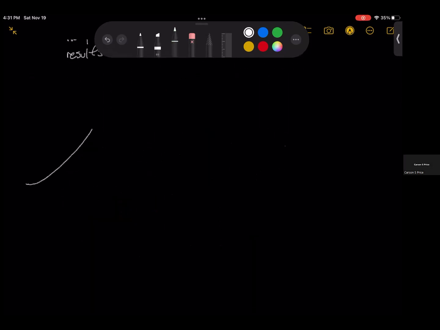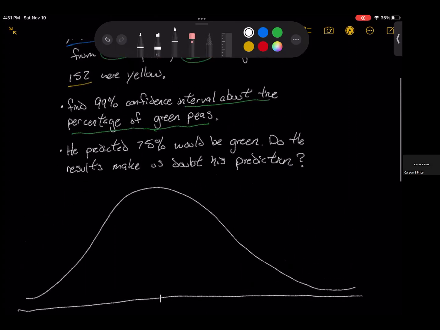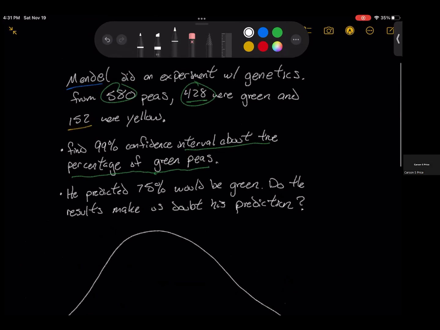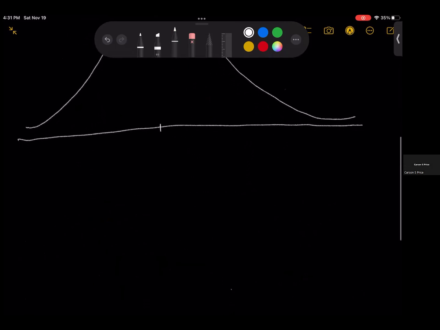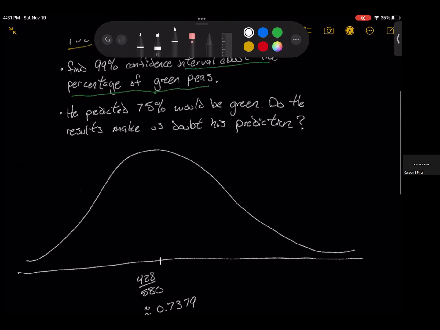So let's go ahead and give ourselves a normal distribution. It's supposed to be symmetric, doesn't really look that way. And I'm going to center it around my sample proportion of green peas, because that's what I'm trying to build a confidence interval about. So there were 428 out of the 580, which gives us roughly about 0.7379. So from his sample data, he's measuring about 73% of the peas are green.